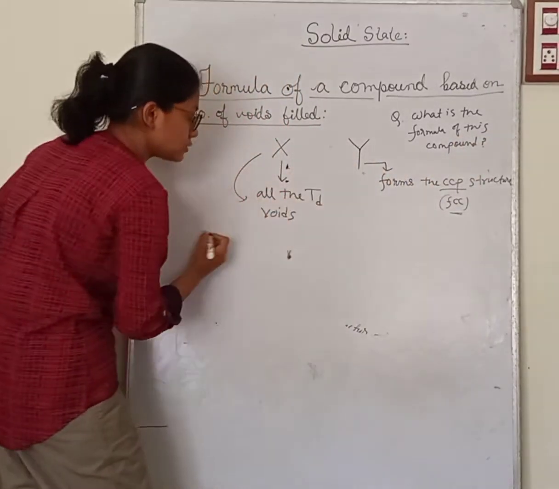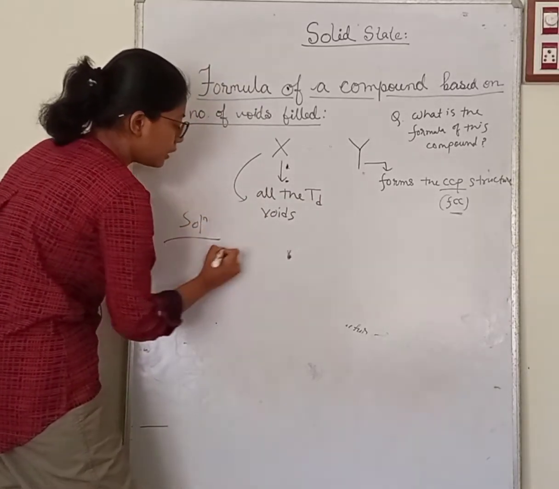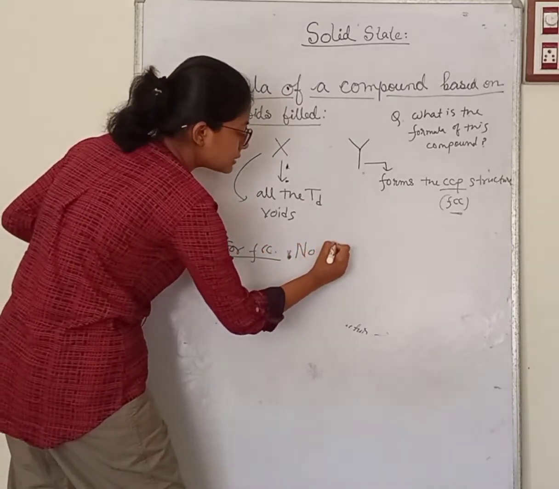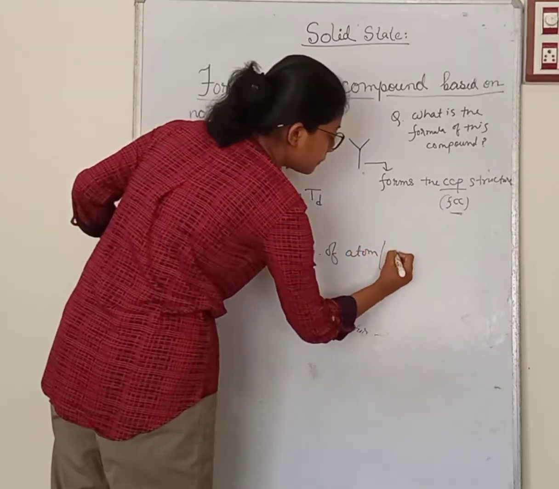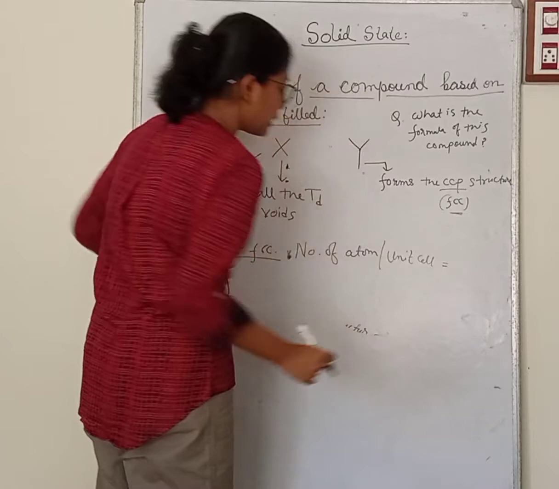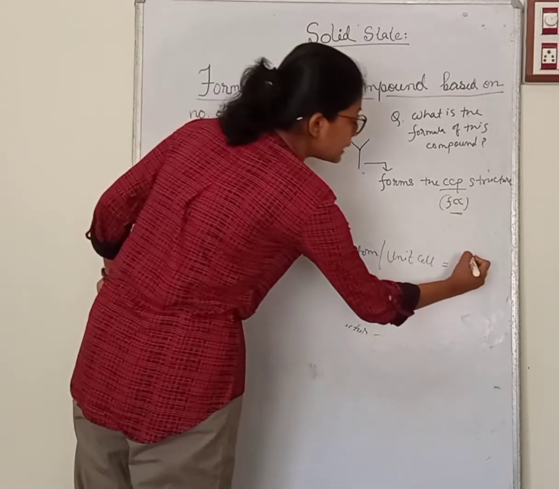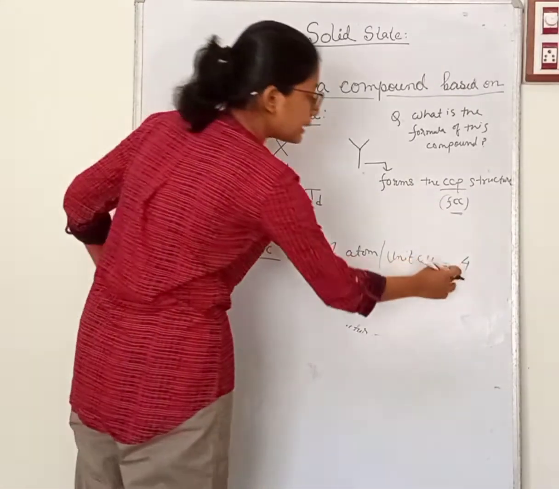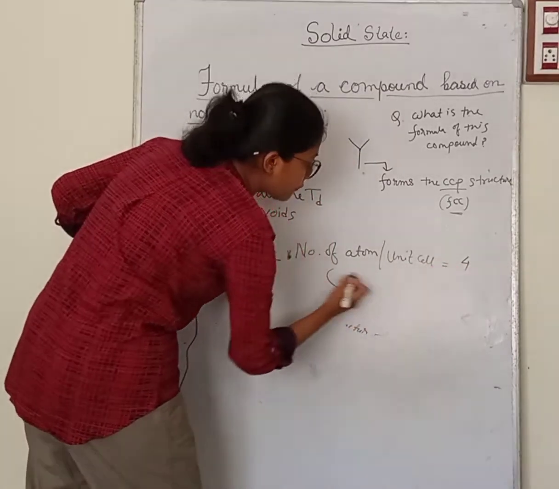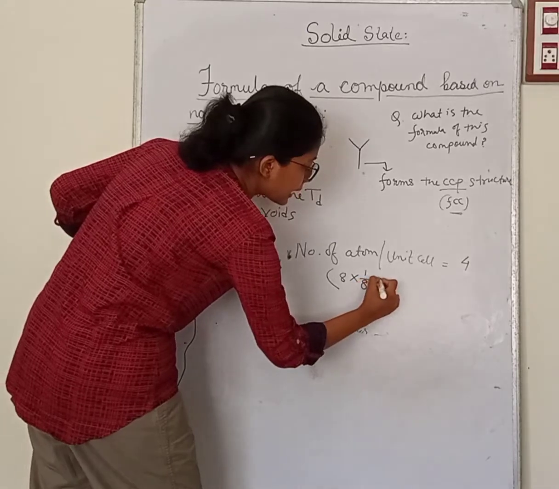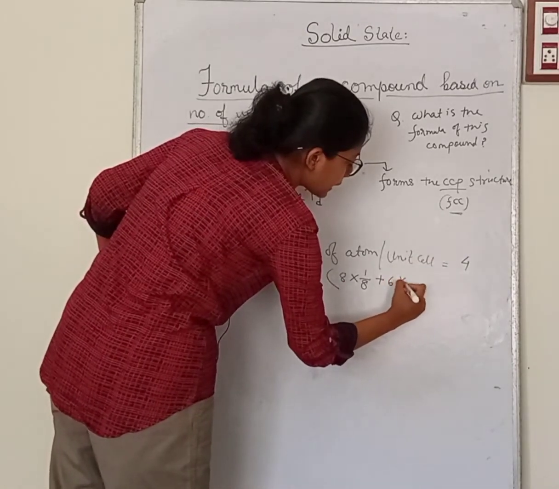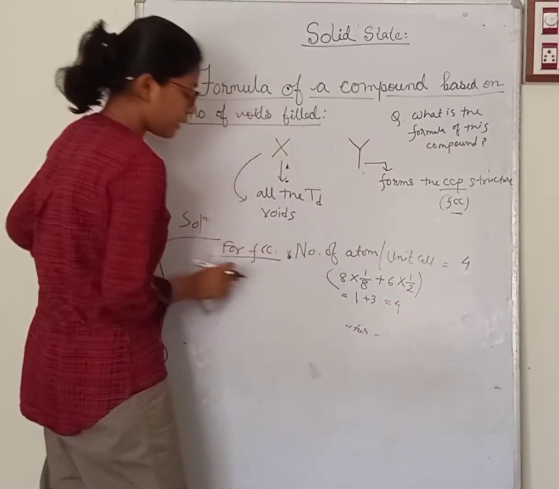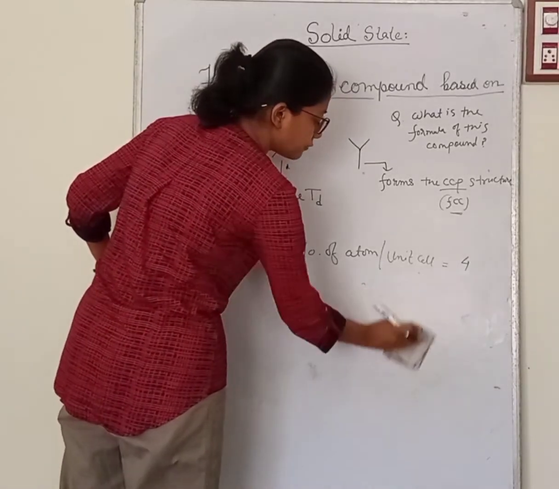Now the solution. For an FCC structure, the number of atoms per unit cell is 4. For BCC it is 2, and for simple cubic it is 1. How do we get this 4? The 8 corner atoms contribute 1/8 each, plus 6 atoms at the face centers which contribute half each, which equals 1 plus 3, equal to 4. So for FCC, the number of atoms per unit cell is 4.